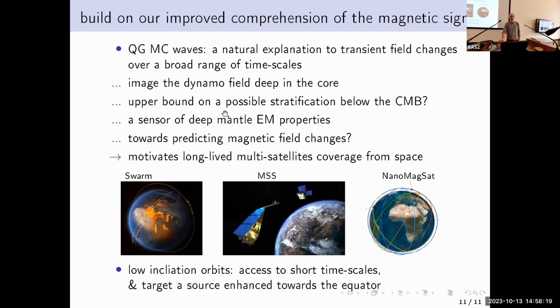So I finish here. I think the discovery of this wave builds a possibility to probe the deep Earth in many senses. So first to probe the dynamo field, because these waves are carried by the dynamo field, but also to probe physical properties like the possible stratification below the core-mantle boundary, or the deep mantle electrical conductivity. It might be also a way, if we have a good enough model of the background field in the core, to have some prediction of the magnetic field. So this really motivates long-lived multi-satellite coverage from space. And I stop here.